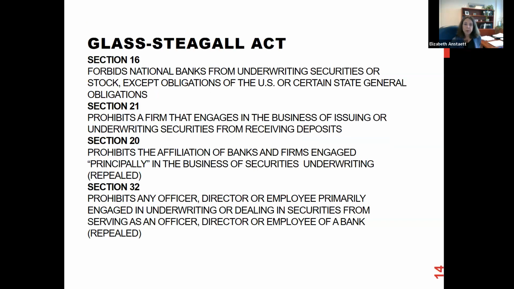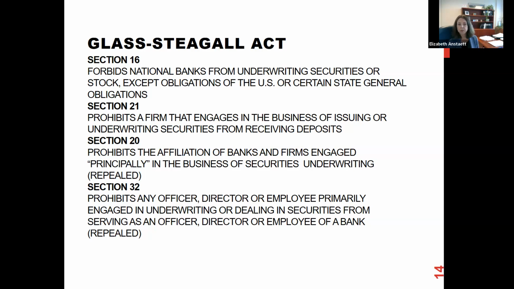Just to talk briefly, because this will come up again, the Glass-Steagall Act had 4 main parts. The first part, Section 16, prohibits a national bank from underwriting securities. The second part, Section 21, prohibits a firm that underwrites securities from taking deposits. So we see here now that these 2 types of companies or 2 types of activities cannot be conducted in the same entity. Section 20 is key because it prohibits the affiliation of these 2 types of companies, those taking deposits and those underwriting securities.